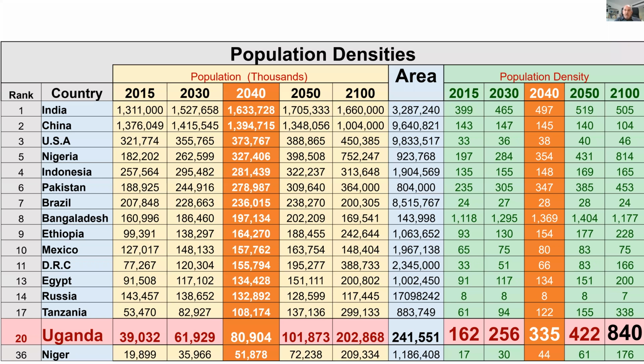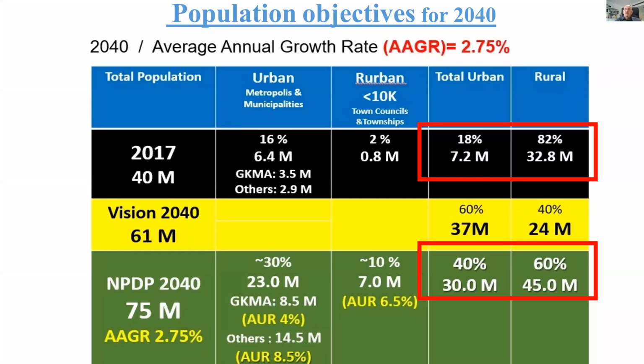So there has to be a decision-making process saying what will be the population of Uganda in the next 23 years. And we concluded together with the government that we have to plan for 75 millions, assuming that the average annual growth will be 2.75%, and not like today, which is 3.2, which makes the growth completely hysterical.